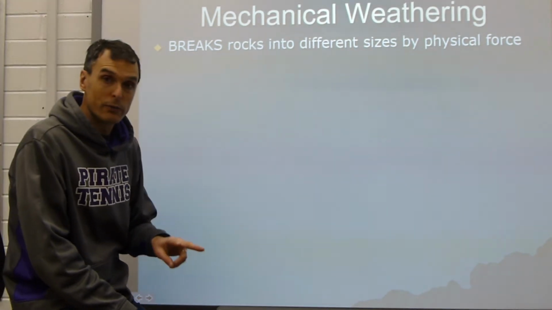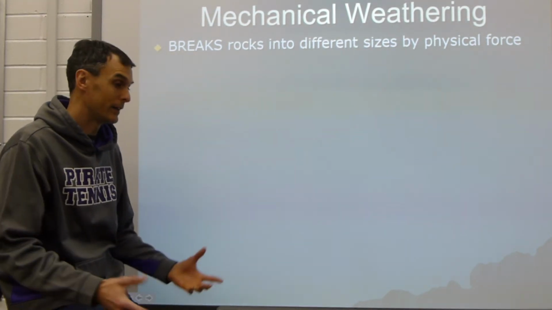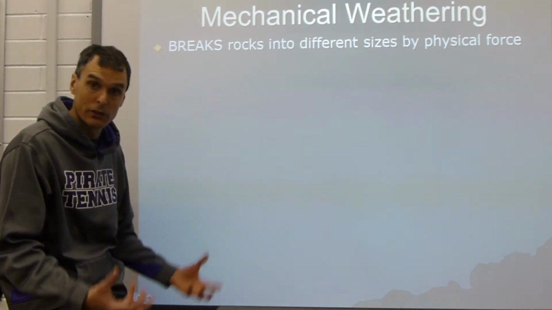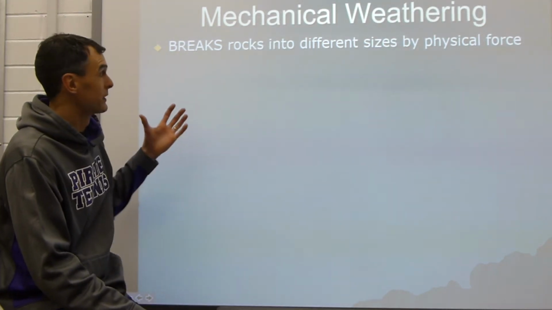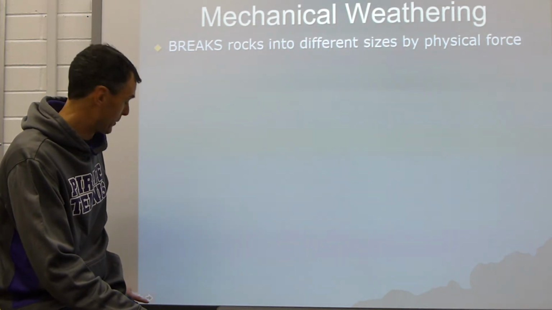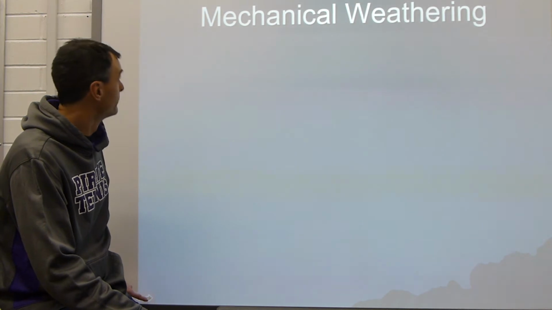Okay, so two types of weathering. The first is mechanical weathering. When you think of the word mechanical, you think of machines. So this is some sort of physical process that's going to break the rocks into different sizes. Lots of examples of this. Again, some you're familiar with and some you might not be.